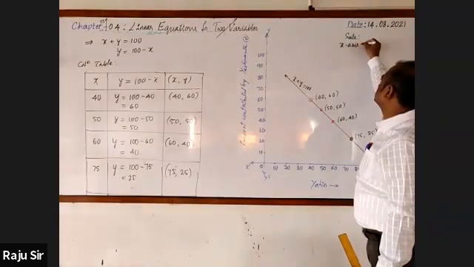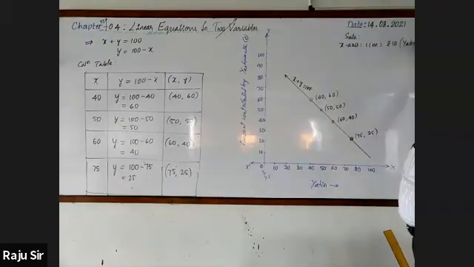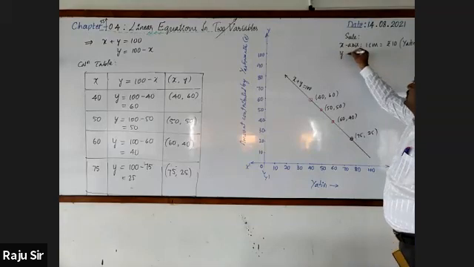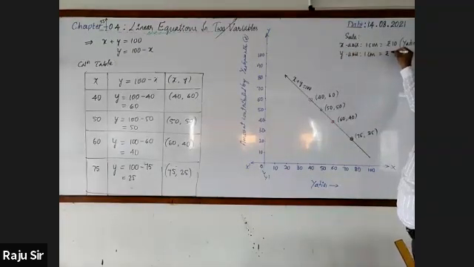X-axis: 1 centimeter equal to rupees 10. This is the amount contributed by Yatin. Y-axis: here also 1 centimeter equal to rupees 10. Amount contributed by Yashwant.